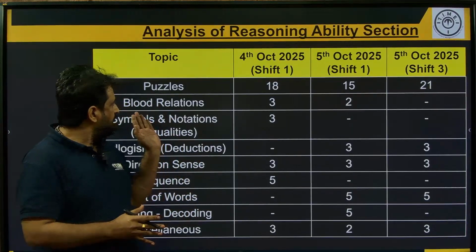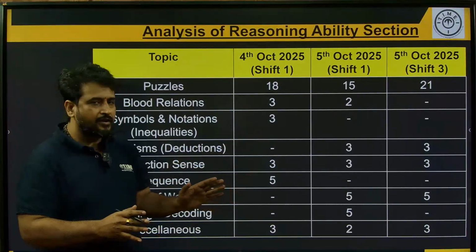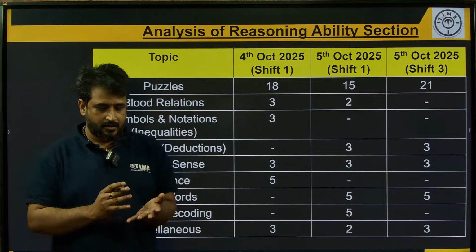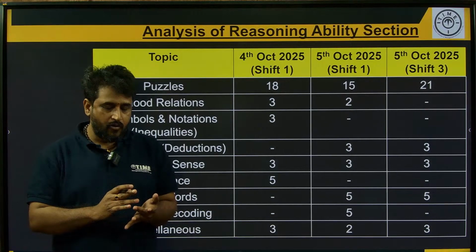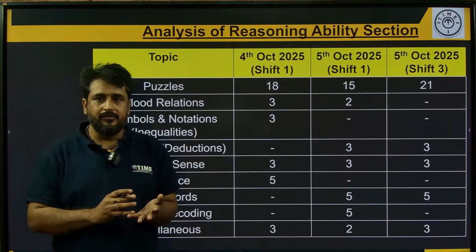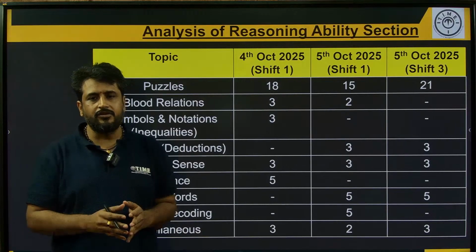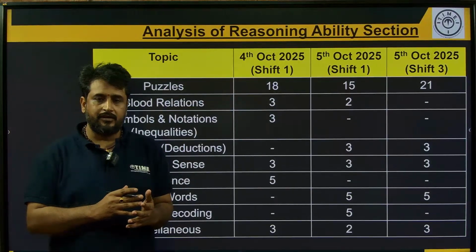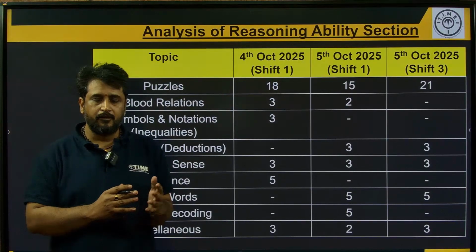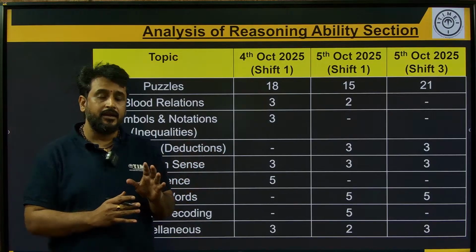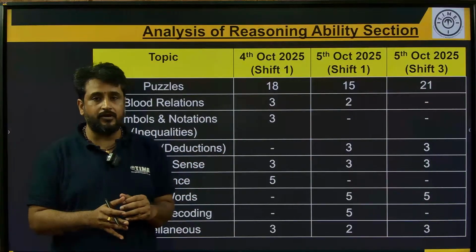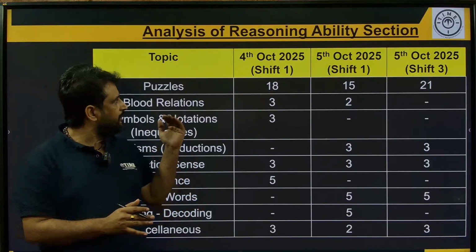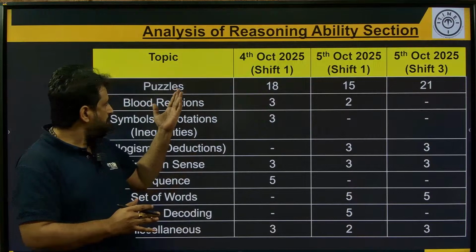Even looking across all the shifts, they have covered all the areas, all the topics. Seating arrangements they covered, floor arrangements, box arrangement, distributions, scheduling based, all the questions were covered. Even other areas, blood relations, direction sense, syllogisms, inequalities, miscellaneous questions, all those areas are covered. Even sequences or sets of numbers or words, all the areas across all the shifts they covered. Okay, let us see the section wise, topic wise breakup.